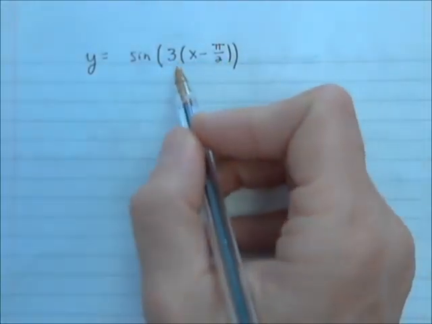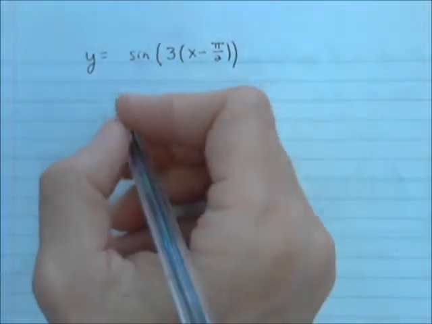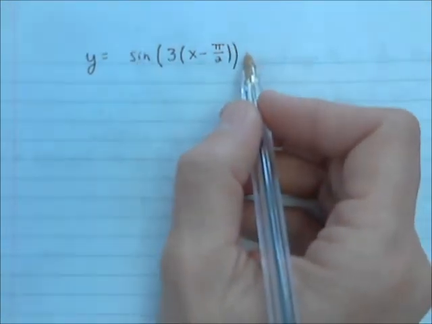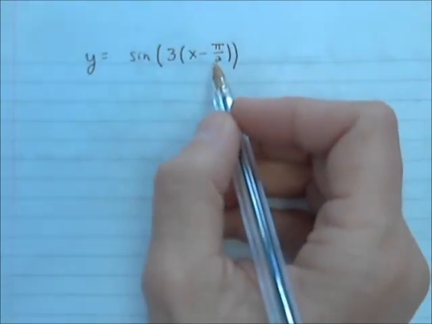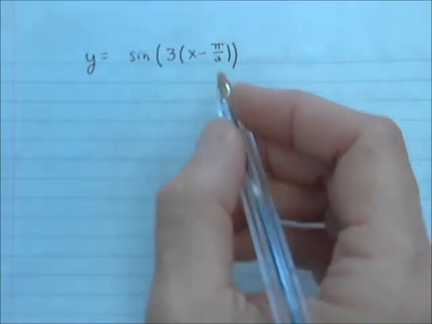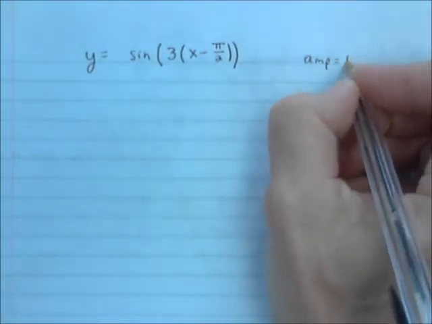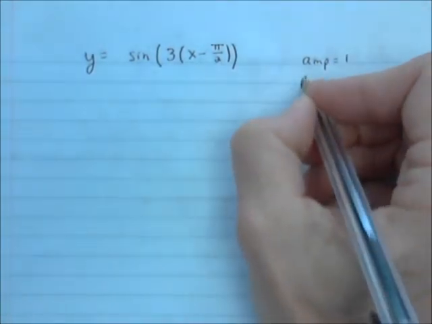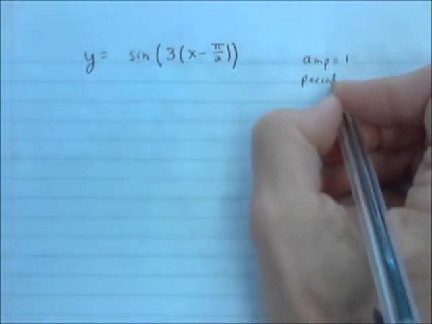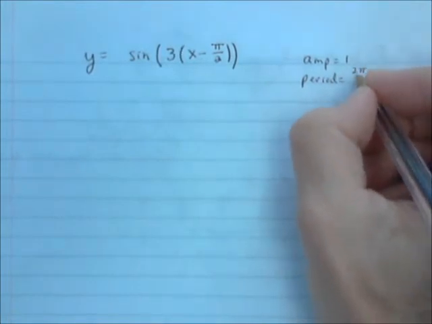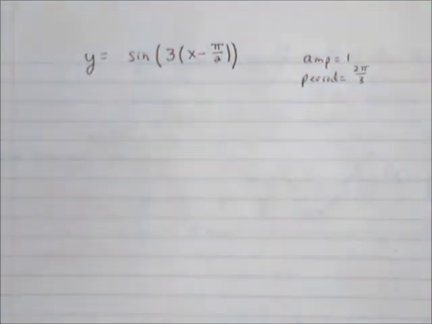These are the only transformations that we're going to do on the sine curve. I'm not going to put an amplitude. I'm not going to put a vertical shift on it. So this is going to be it for this sine curve. So we'll write off to the side here, the amplitude of this is 1. Now the period is 2 pi over b, and b is 3. So this period is 2 pi over 3.